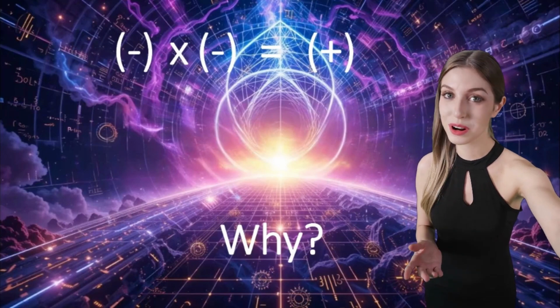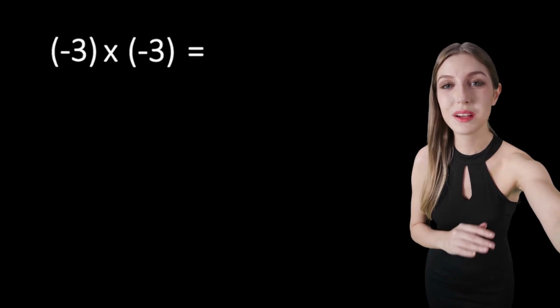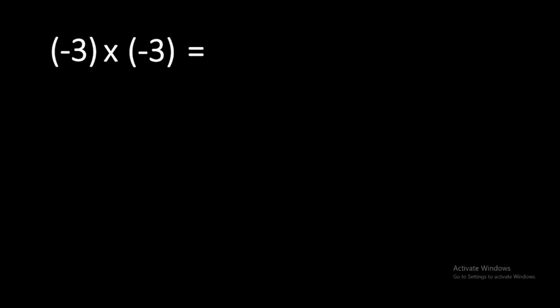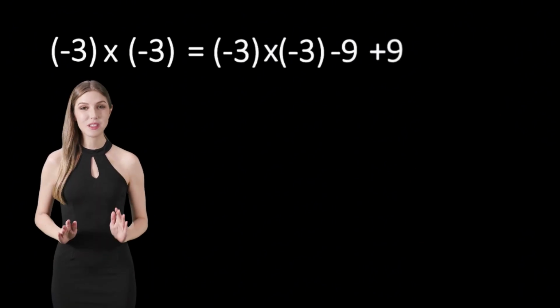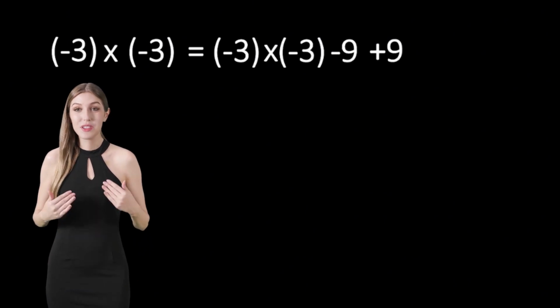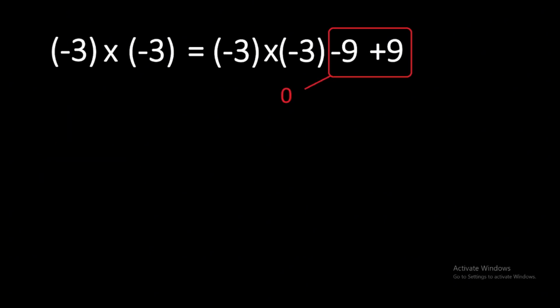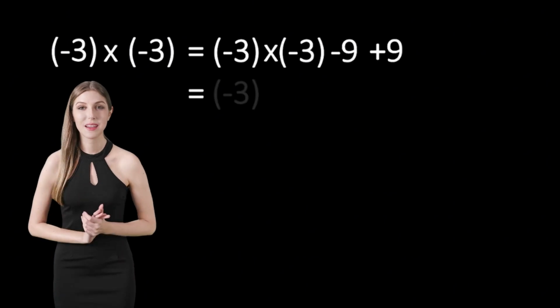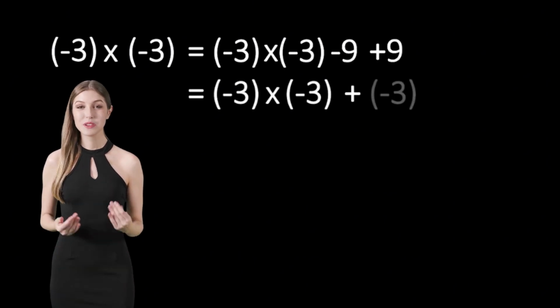The problem comes with the question: why does a minus number multiplied by a minus number become a positive number? We'll start proving by letting minus 3 multiply by minus 3. We can add 9 and minus 9 to the expression, so the result will be the same. Minus 9 is the result of minus 3 multiplied by 3.